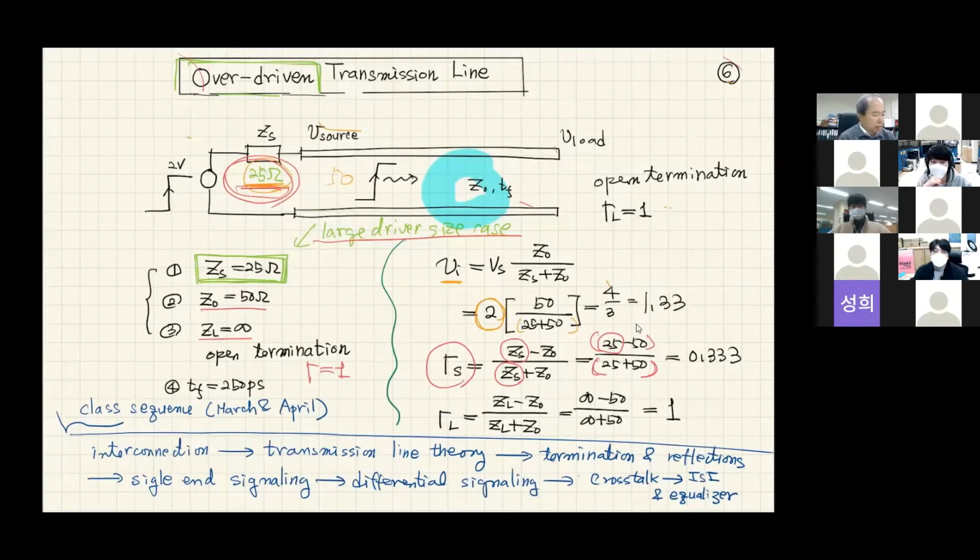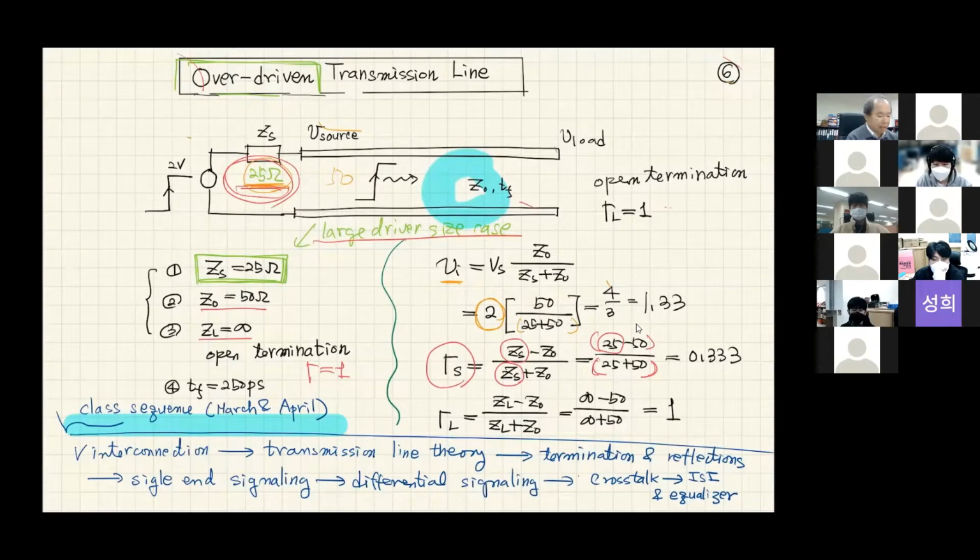Now, I'd like to shortly talk about the sequence of the class. In March and April, at the beginning of the class, we were talking about the importance of interconnection designs. Interconnection has three different categories, including signal line, power line, and ground lines. Usually, those subjects were neglected or were not covered in the conventional circuit design classes.